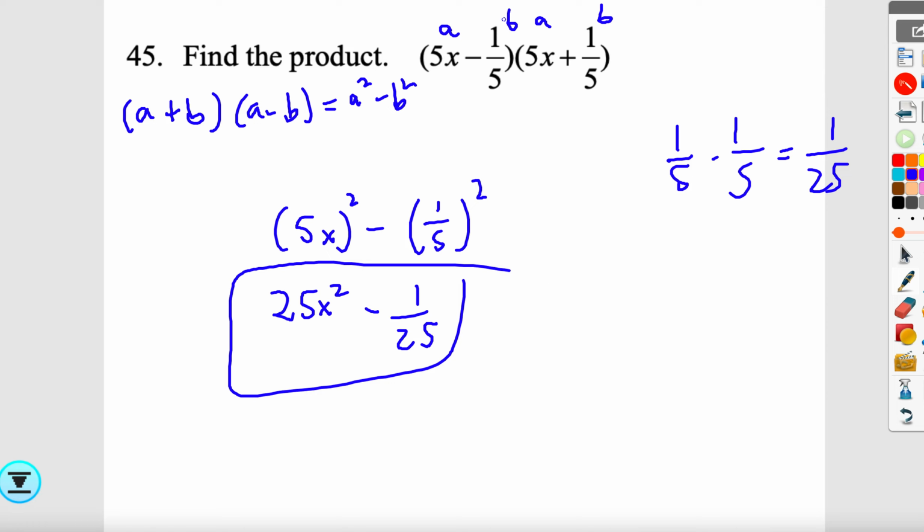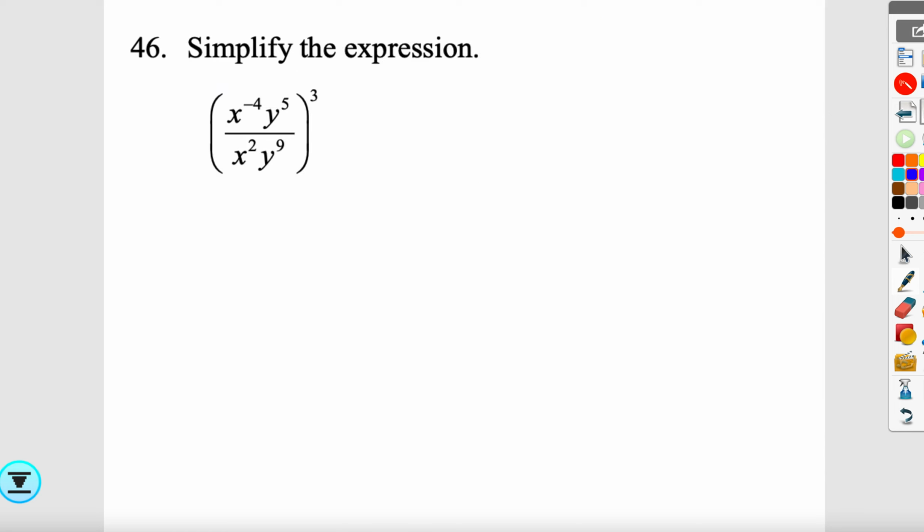You could have just multiplied them out using the arrows too. Same concept. Some terms in the middle are going to cancel, and then you'll just get these two left over. But look how much nicer it is with the formula. Less arrows, less steps. Number 46.